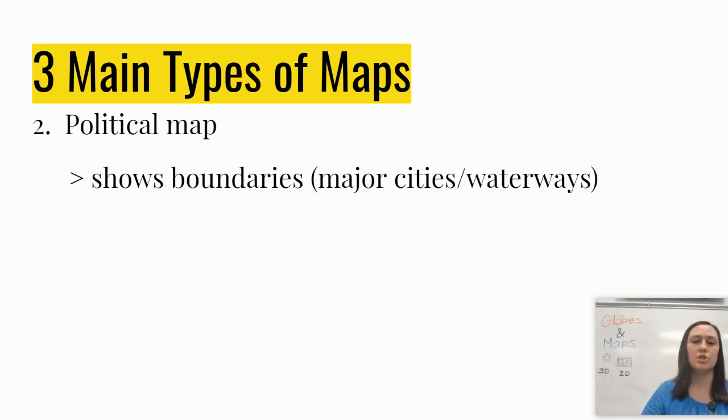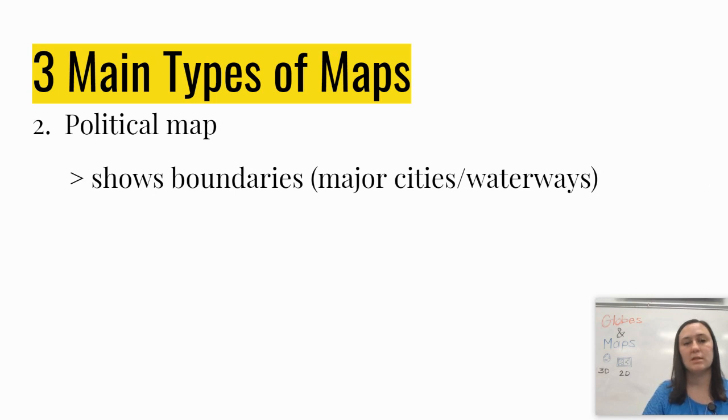All that does is show boundaries, and it usually shows major cities or waterways, things like that. If there's a big-time landmark, like the Statue of Liberty in New York, they may include that on a political map. But the reason it's called a political map is that it's just drawn out, like somebody has just put it there. It's like, okay, these are the boundaries of West Virginia. Now we have the state of West Virginia. That's what a political map is showing.